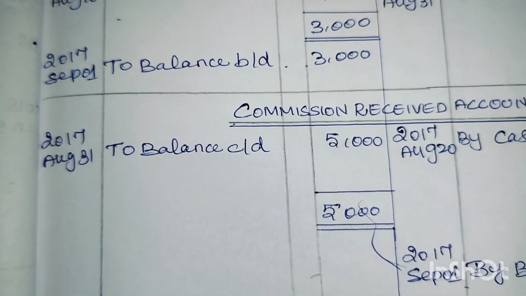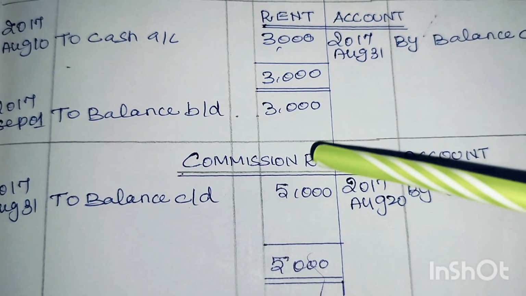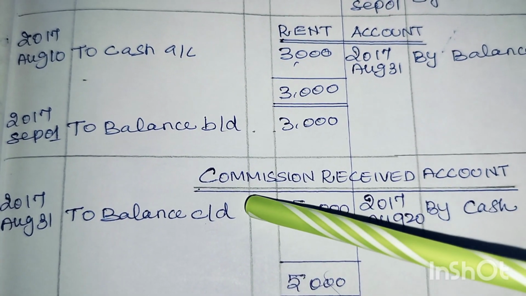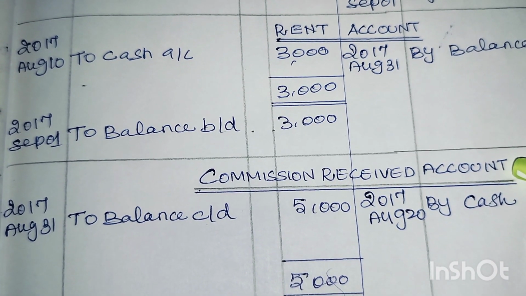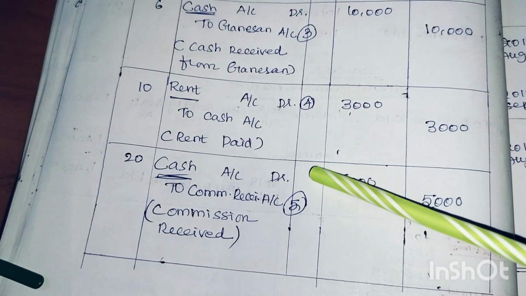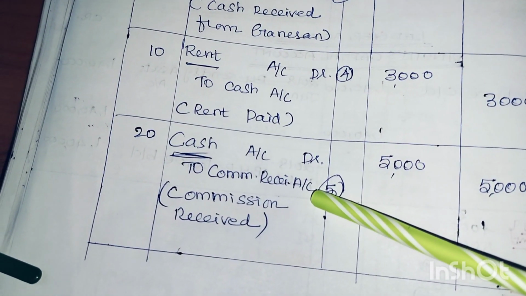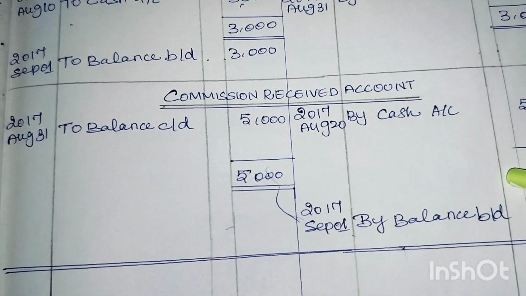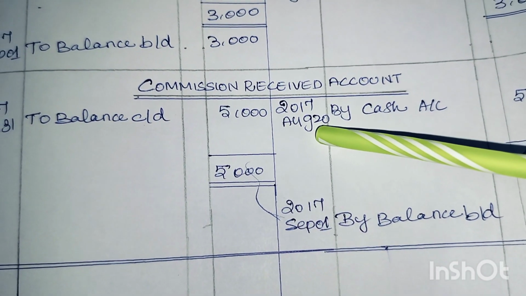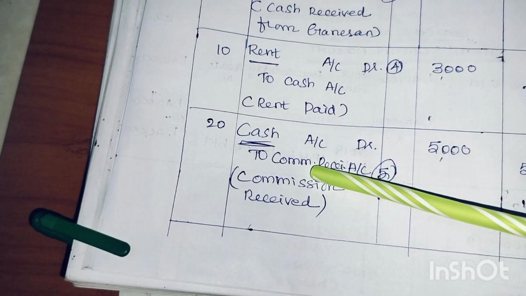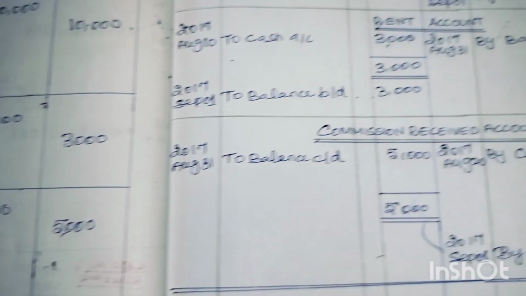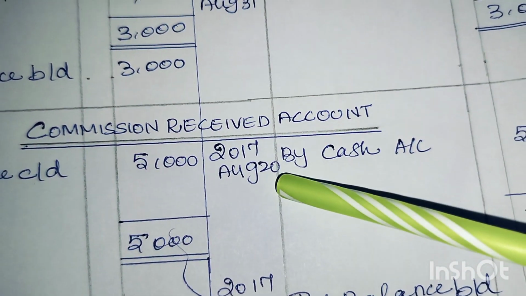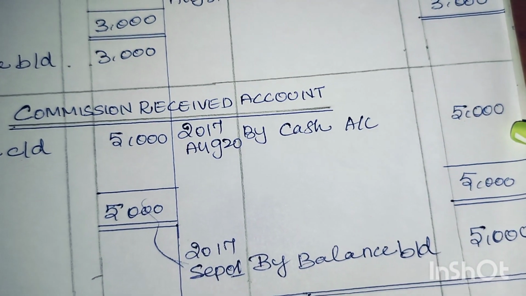What is the name of the heading? The name of the heading is commission received account. We write it on the top middle. And commission received appears on the credit side. So we go to the credit side, dated 2017 August 20. Then to find which account is the opposite account from the commission received account, cash account is the opposite account. So we write on the credit side, by cash account. How much rupees? 5000 rupees.